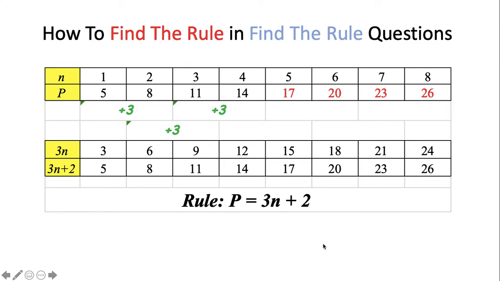And now that you've got a rule like that, you could use it to figure out, like, the 1000th term just by sticking in 1000 there for n and getting 3002, and you wouldn't have to work out the previous 999 terms in order to do that.